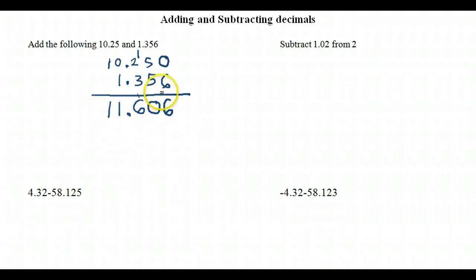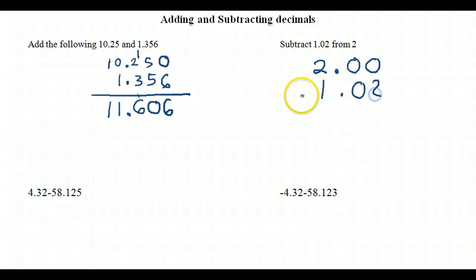11.606 is our answer. Subtracting exactly the same way, but this time you actually have to put the larger number on top. So we have 1.02, and we're going to subtract it from 2. 2 goes on top. And if there's no decimal, just always think of it like money. If it was like $2, you'd write 2.00. And then we have 1.02. Again, lining up the decimals.